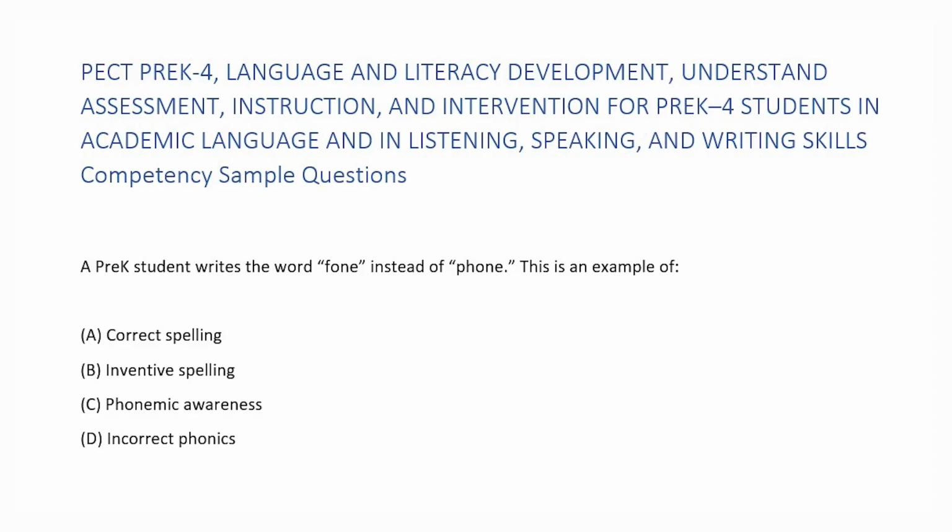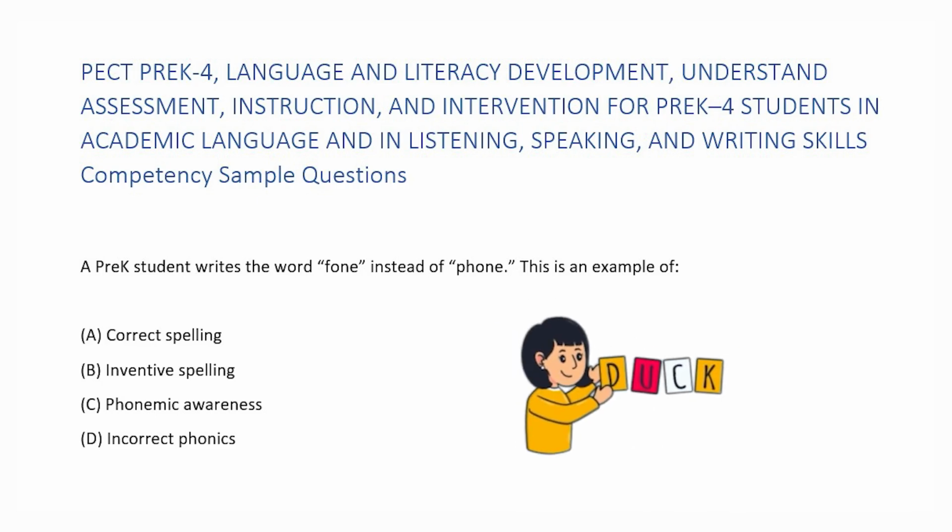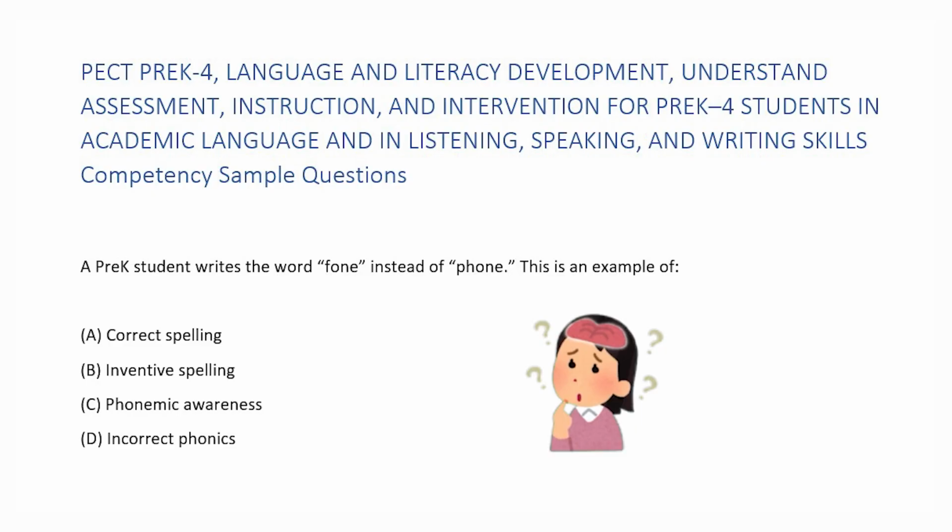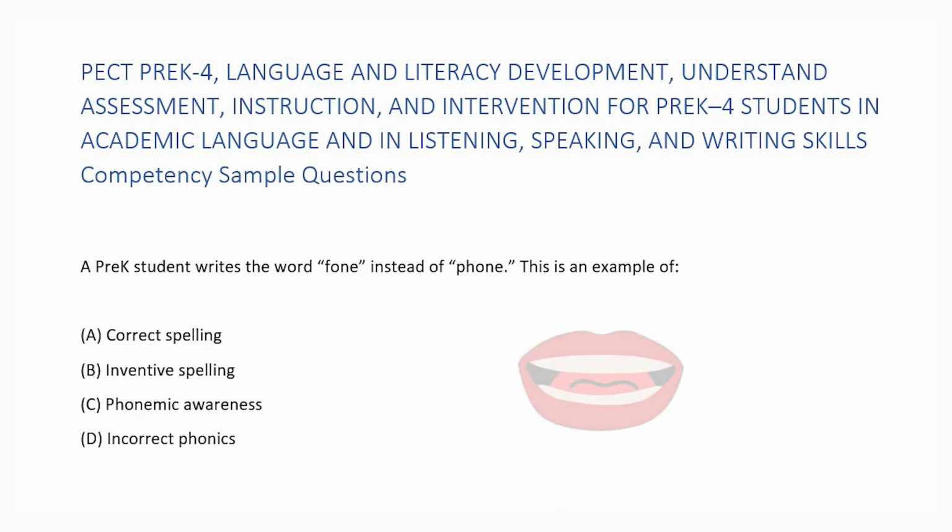Alright, here we go. A pre-K student writes the word "fone" instead of "phone." This is an example of A, correct spelling, B, inventive spelling, C, phonemic awareness, or D, incorrect phonics. Well, I think it's safe to say that the spelling isn't correct, so let's start by marking off answer A and going from there. We can also safely cross off answer D because the student has their phonics right. They know that there's an F sound in phone, and the letter F makes the F sound. And that leads us directly to the correct answer, B.